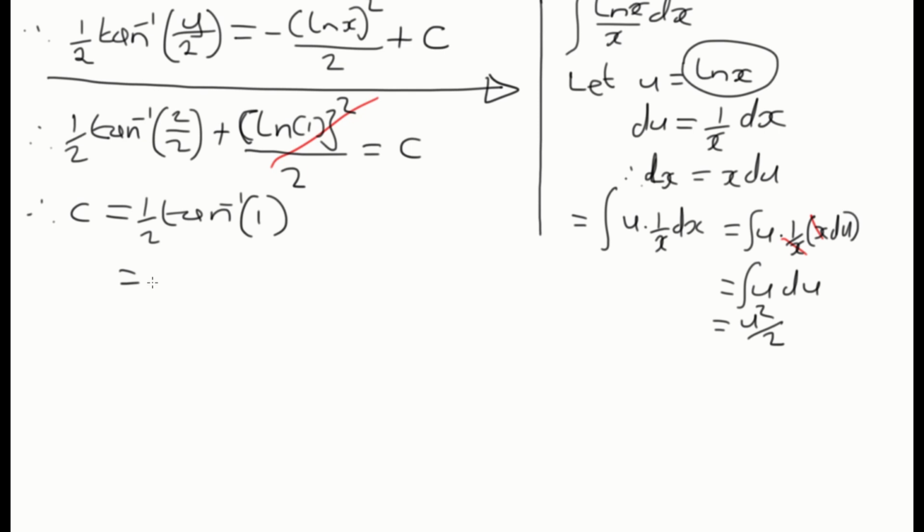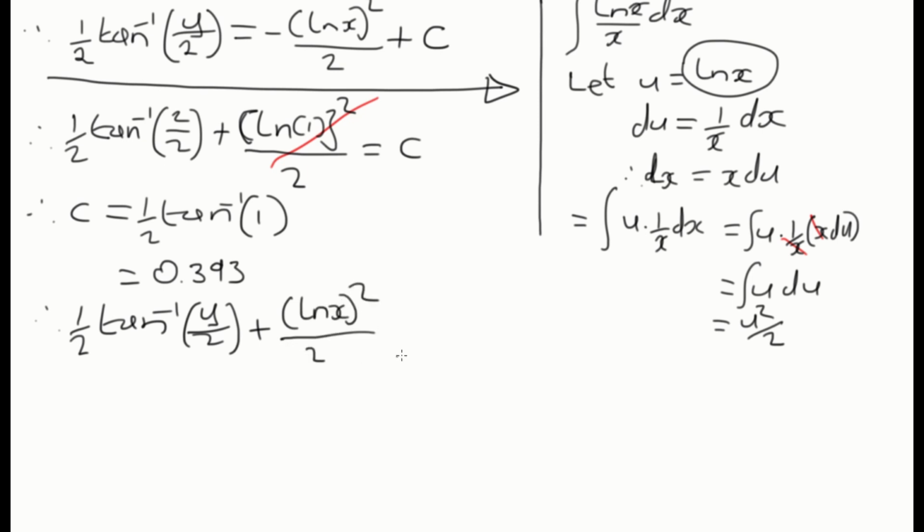You can check with your calculator what you get. You can have your calculator in radian mode, and then what you will get is that c is equal to 0.393, which we can then conclude that the final solution that we are looking for is this one here: ln x to the power 2 all over 2 is equal to 6. Wonderful.